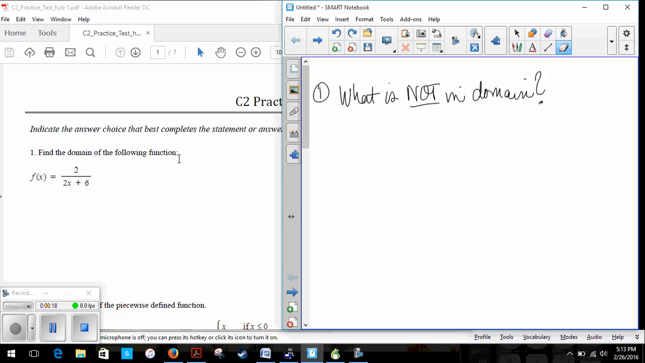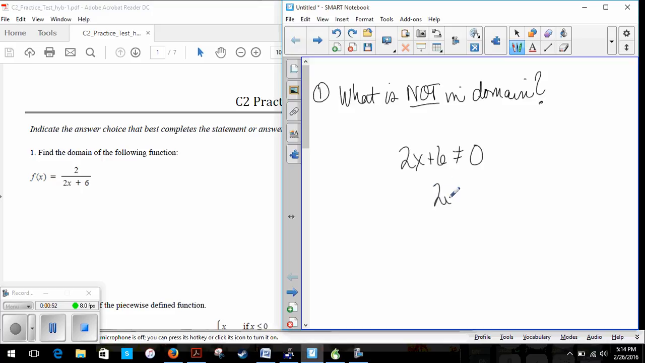Number 1 says find the domain of the following function. I have f of x is equal to 2 over 2x plus 6. We know that there's going to be restrictions on the domain anytime my denominator becomes 0, or if I try to take the square root, or really any even root, of a negative number. So my 2x plus 6 cannot be equal to 0. Any number that I plug in for x that makes this expression become 0 has to be excluded. So all I need to do is solve this equation.